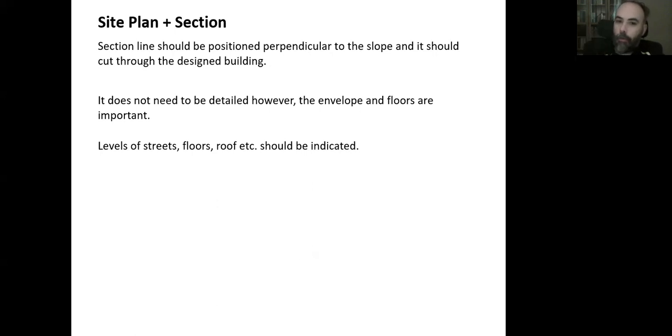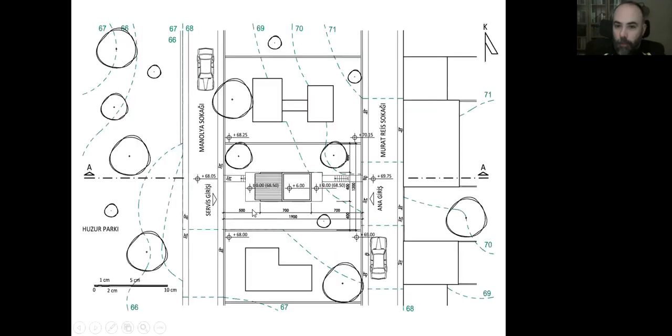Also, we need to give the levels of the streets, sidewalks, floors, each floor, including the basement and the roof. We need to give these levels. So first, I need to find a good place for the section, and after deciding the position of the section, I need to place the section line like this.